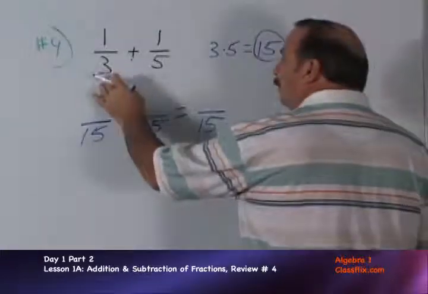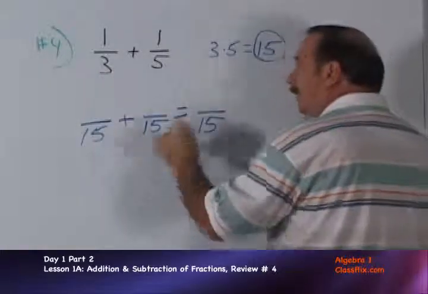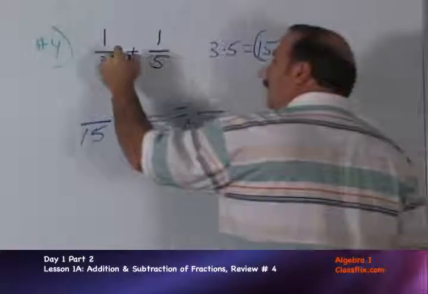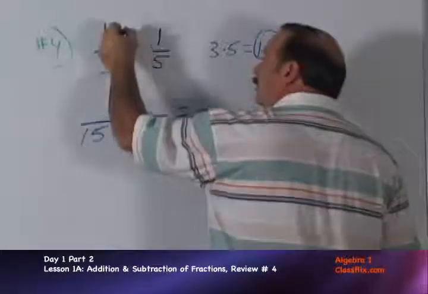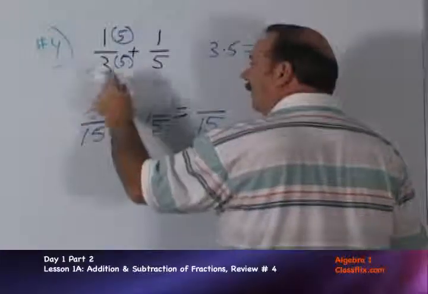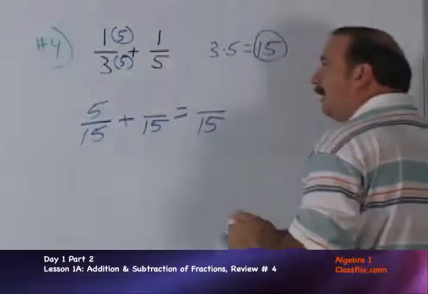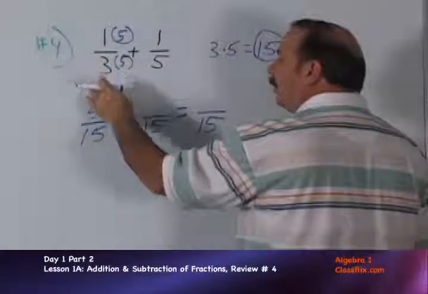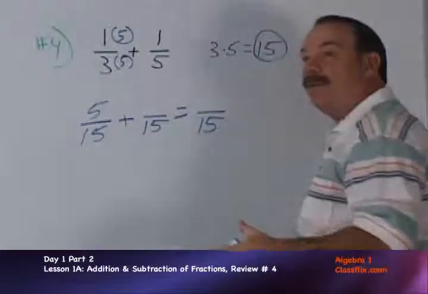What do I multiply the 3 by to turn it into a 15? That was a 5, wasn't it? So I multiplied the 3 by 5, which means I must multiply the 1 by 5. 1 times 5 is 5, and 3 times 5 is 15. I've converted the fraction 1 over 3 into the fraction 5 over 15.